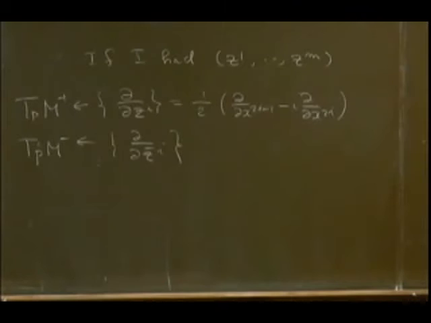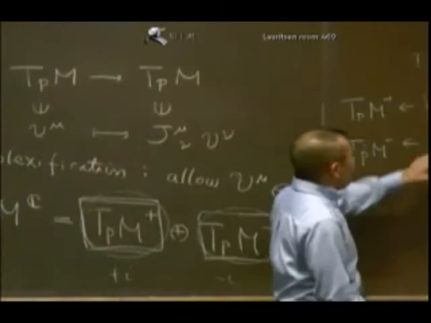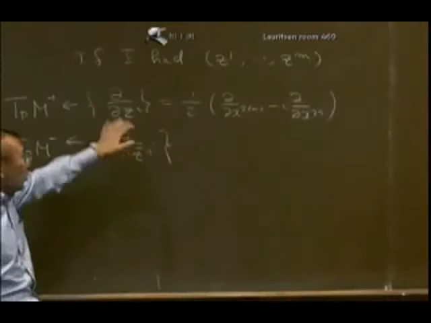Okay? But we are not there yet, for the following reason. It is true that if you have a matrix J which satisfies J squared equals minus 1, we can use that to decompose the tangent space into two parts like that. There is this big question of whether we can find... I want to use this as guidance to choose such coordinates. The question is, can we always do that?